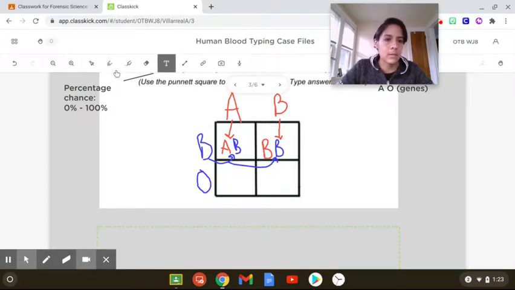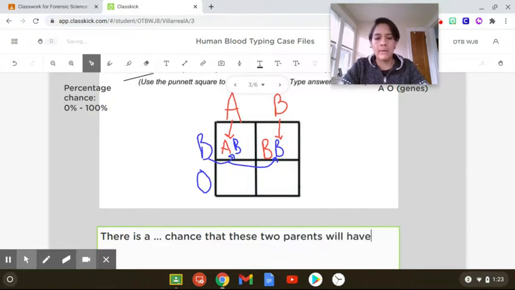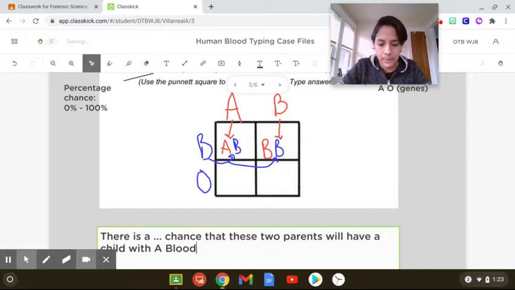Okay, so you're going to be saying something like, there is a blank chance that these two parents will have a child with A blood. All right, and again, I'm looking for a number right here.